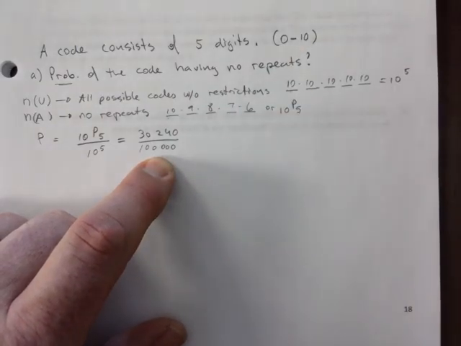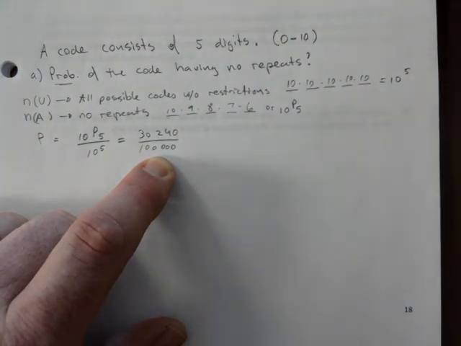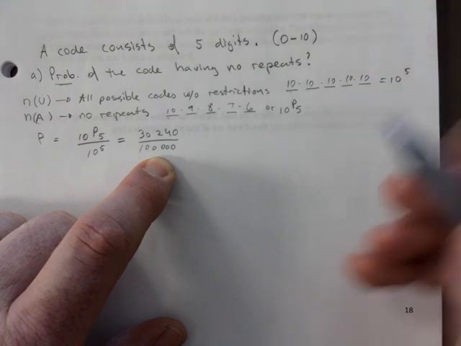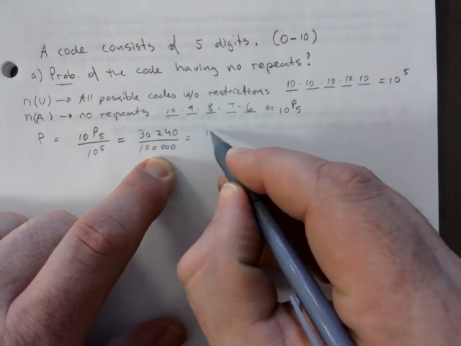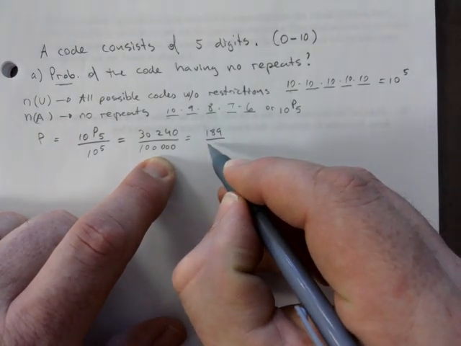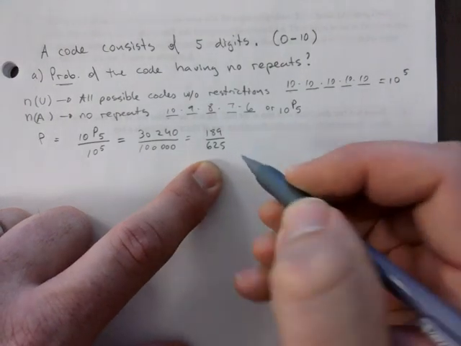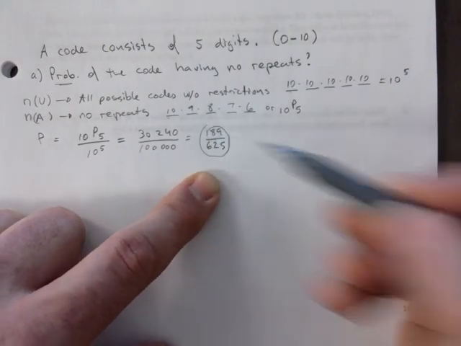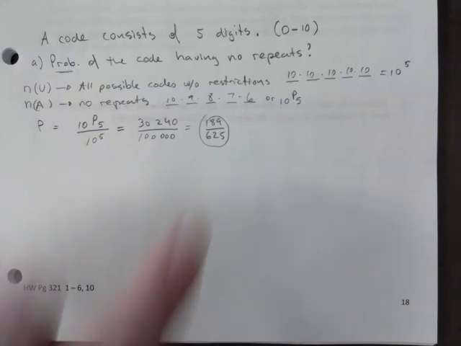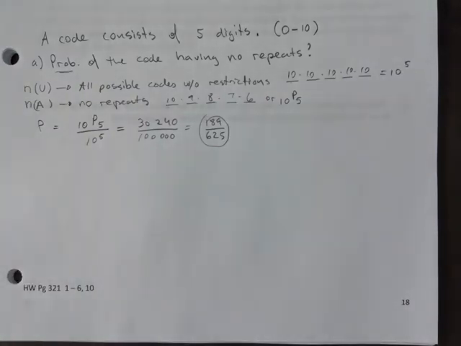If you simplify, it ends up being 189 over 625. I'll just leave it like that. We won't do decimal percent. That would be the probability of the code having no repeats. Okay.